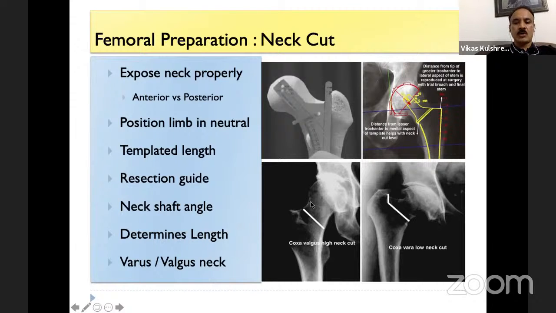So you should know how you will play around with your neck cut, expose it well, mark your cuts. Usually the piriform fossa is the starting point, and that is where the cut starts from. And the angle is determined by these templates, which are usually provided by the company.